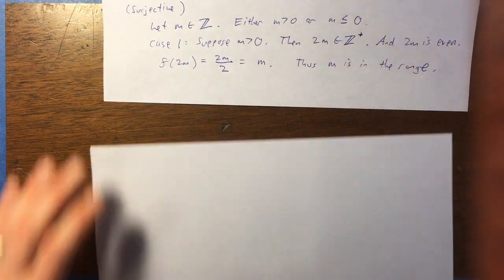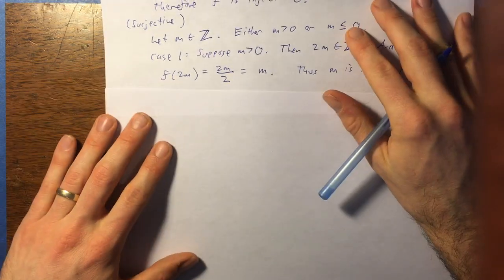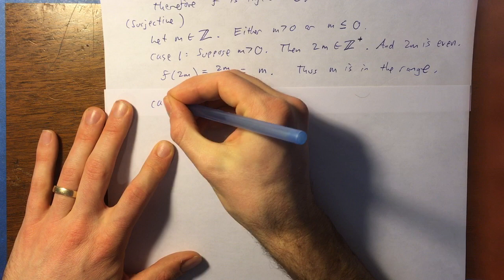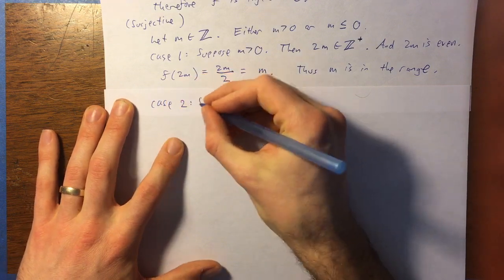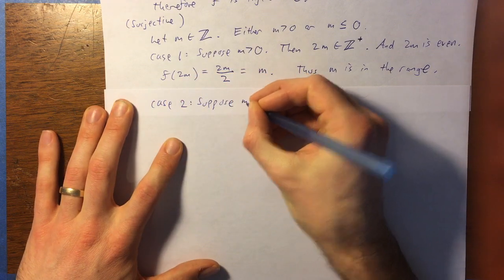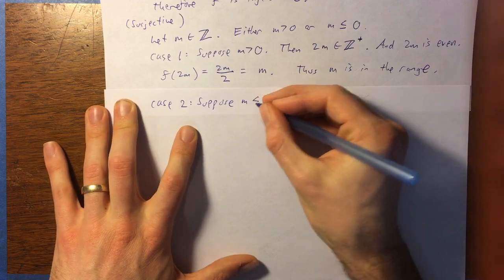This is a long proof. So now let's take a look at case 2. Case 2 is suppose that our m we're working with, our integer, is less than or equal to 0.